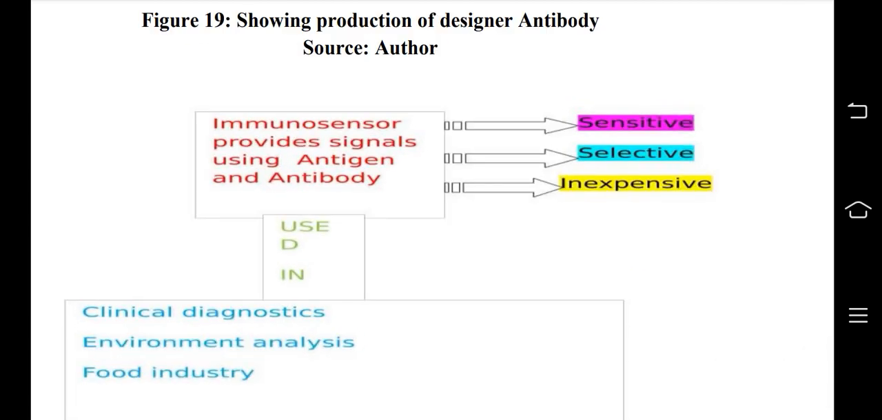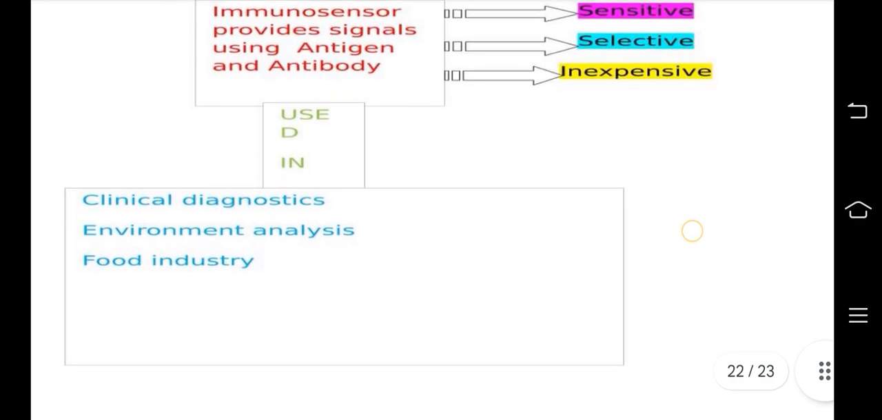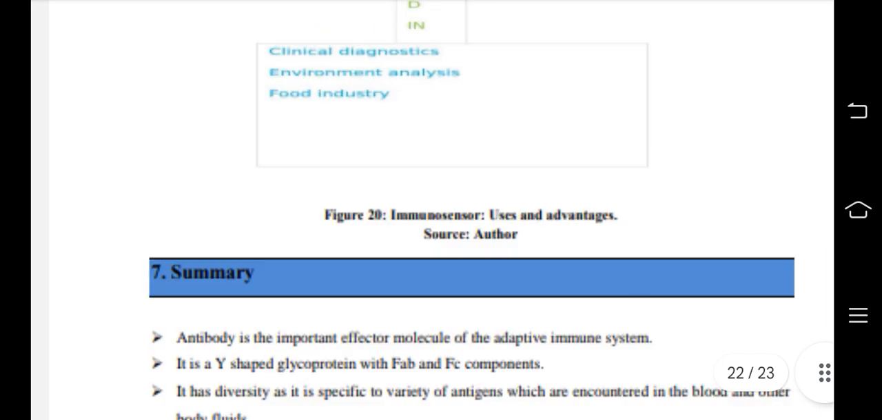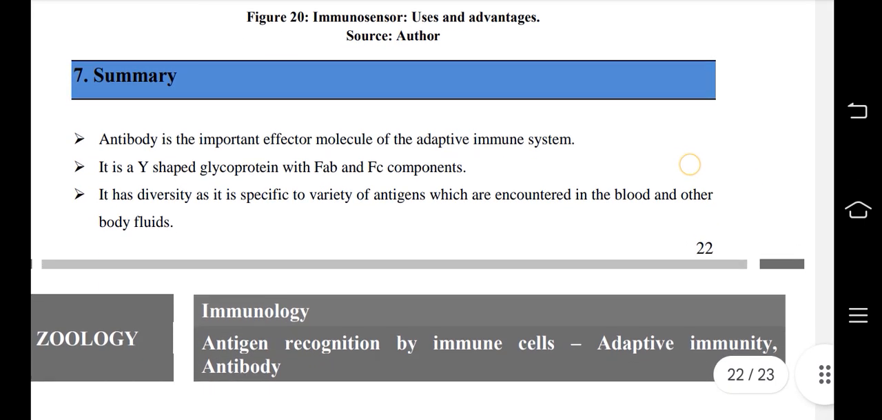Immunosensor provides signals using antigen and antibody. Sensitive, selective, inexpensive, used in clinical diagnosis, environmental analysis, food industry. Uses and advantages of the immunosensor. Now let's have a quick summary.